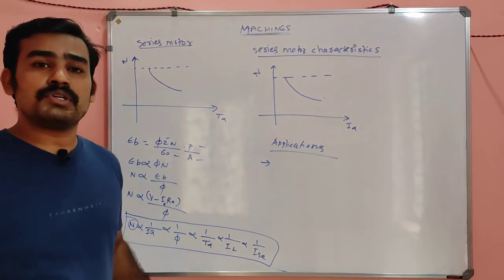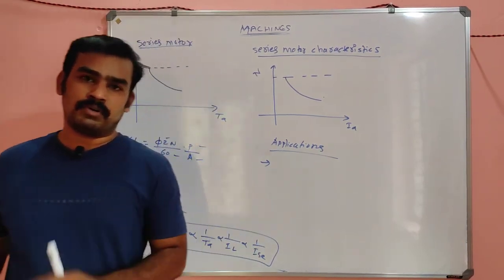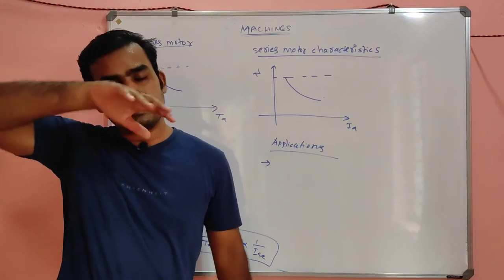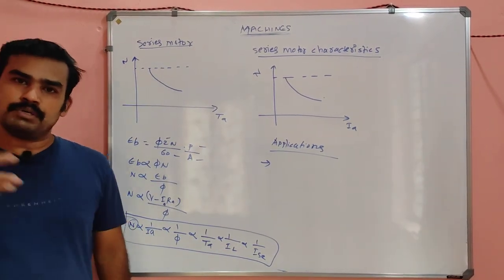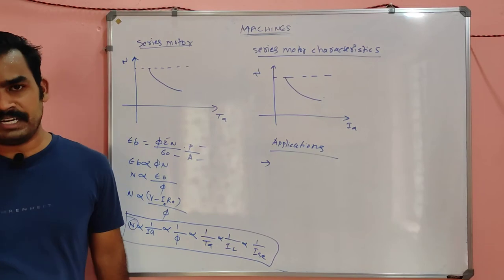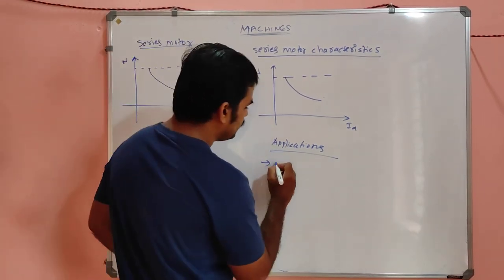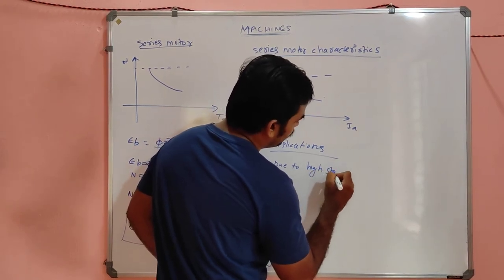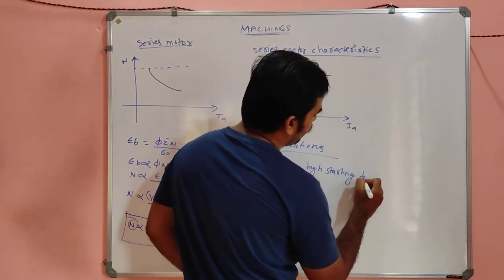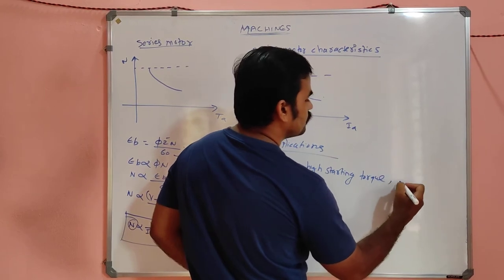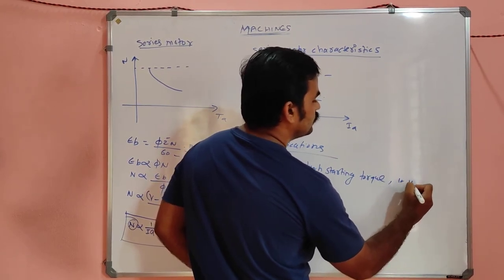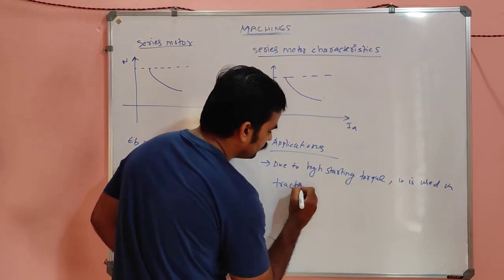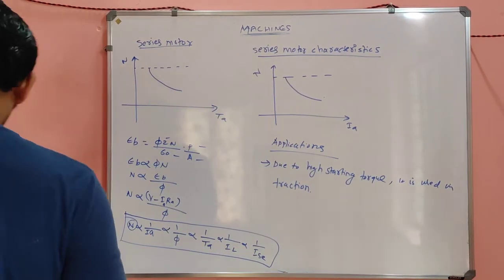Because the DC shunt motor, my dears, is almost a constant speed motor. But the DC series motor is not a constant speed motor. Its speed can vary from zero to the rated value. You can vary that speed. So due to high starting torque, it is used in traction. You know the meaning of traction, no?